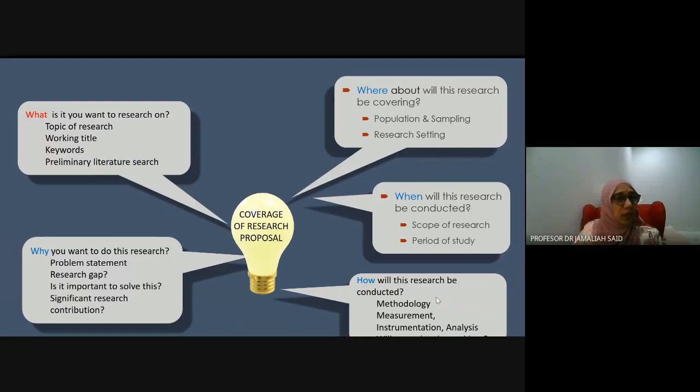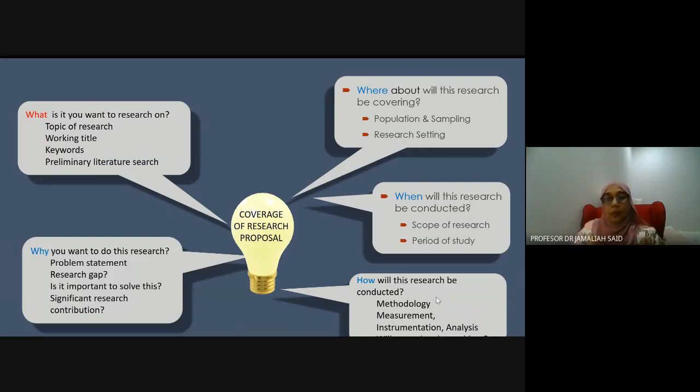Are you going to use quantitative or are you going to use qualitative? Or if you are doing quantitative, how are you going to collect the data? Are you going to interview? Are you going to distribute questionnaires? Okay. If you are doing qualitative, it's the same thing.